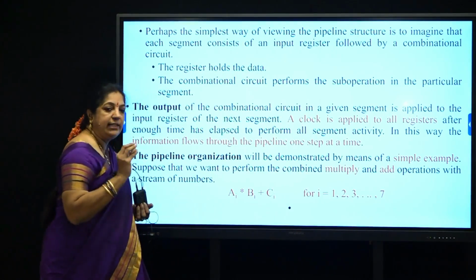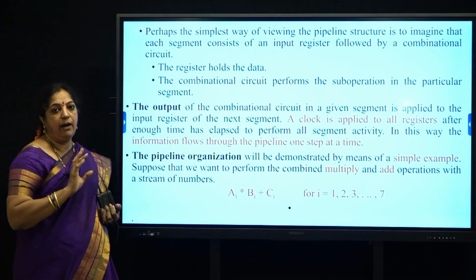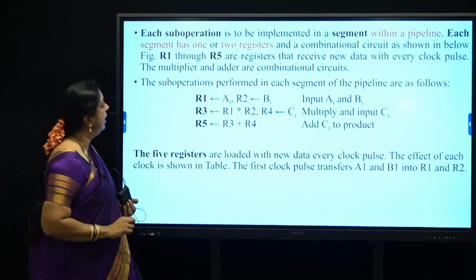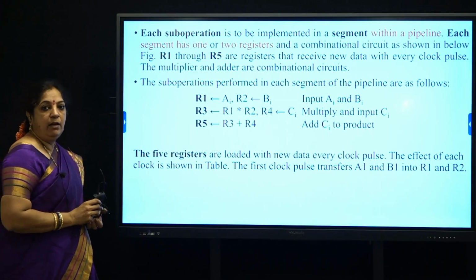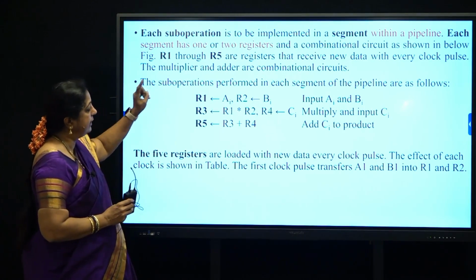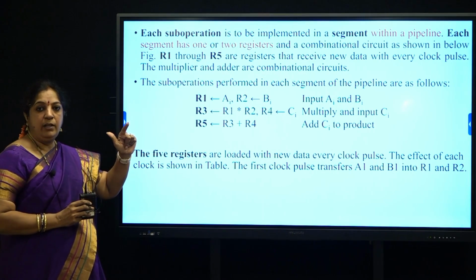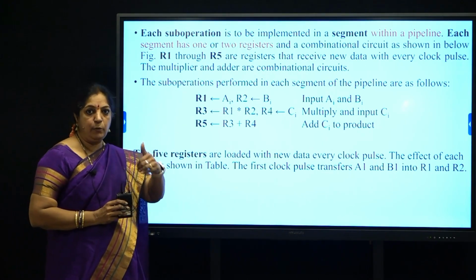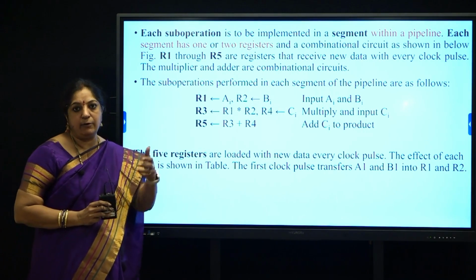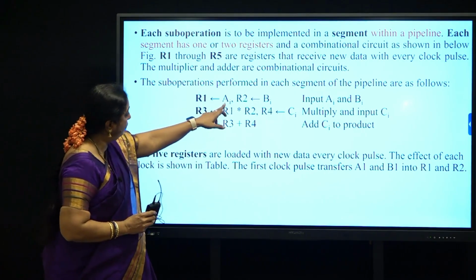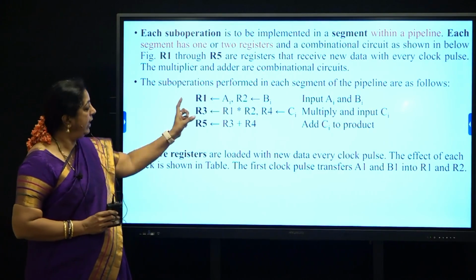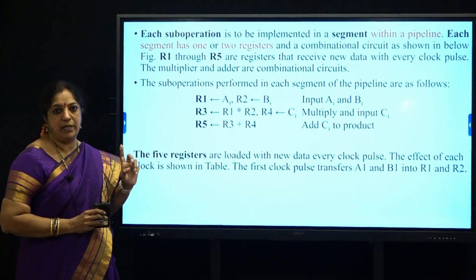Now let us see the minimum number of subtasks, or segments as we call them, into which we can divide this. The first thing is fetching the instruction. After fetching, here we are talking only about the execution part. Here 2 operands are there, A and B. We are reading the inputs A and B, and 2 registers are required to store their values. We read A and store it in R1, and B we store in R2, and we consider that as one segment.